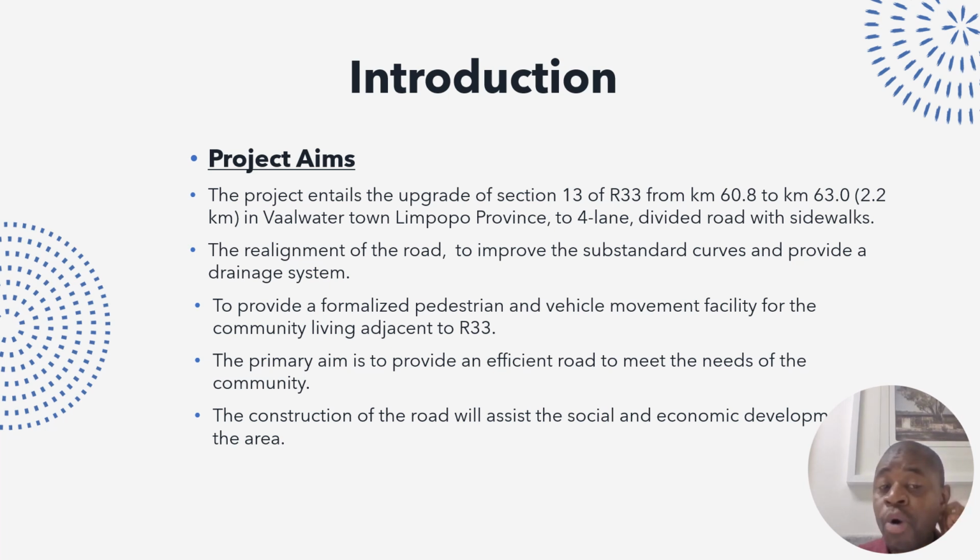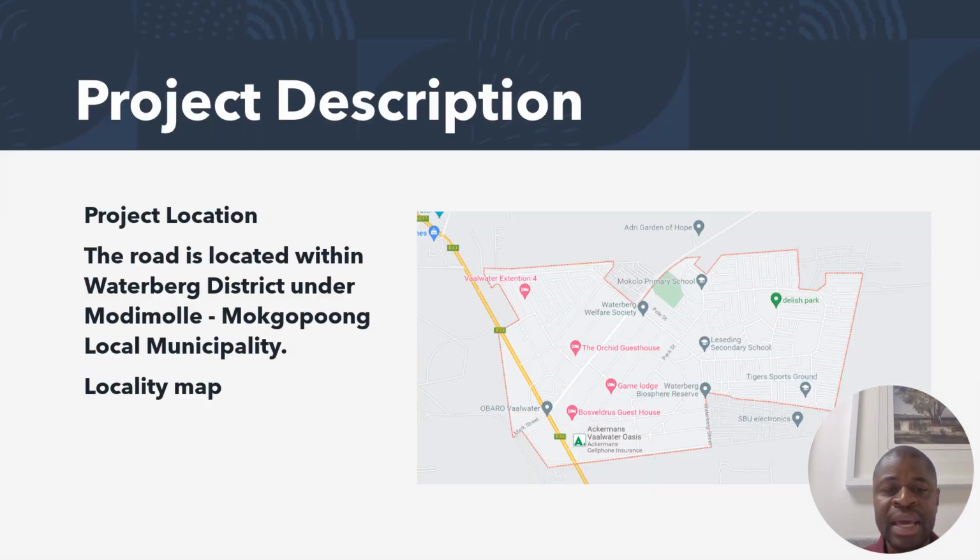The next point is the realignment of the road to improve the substandard curves and to provide the drainage system. Surely, the road and water are enemies when it comes to roads. So the road drainages are very important, and they will be indicated in my project. I'll be going to the project description.